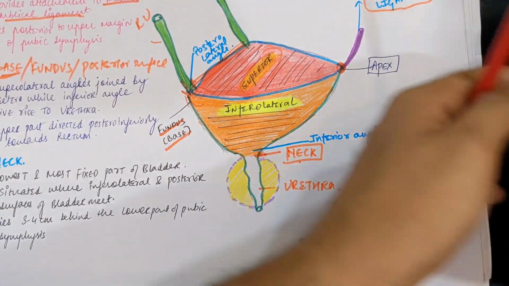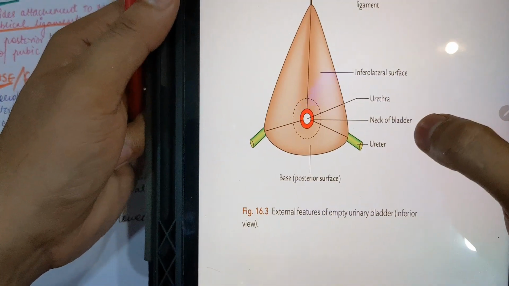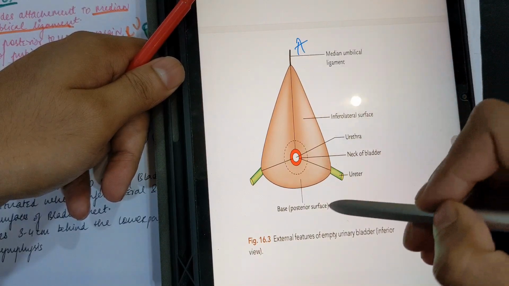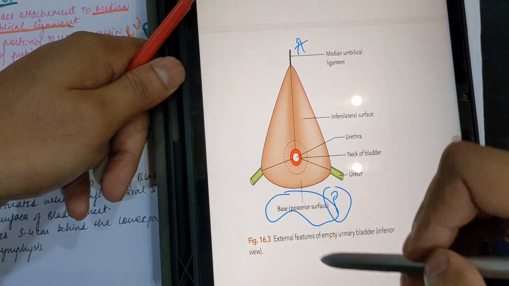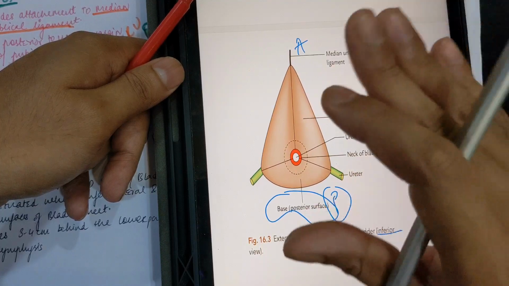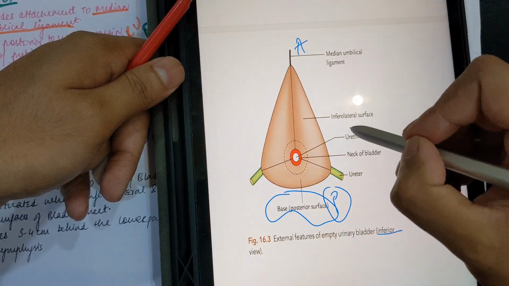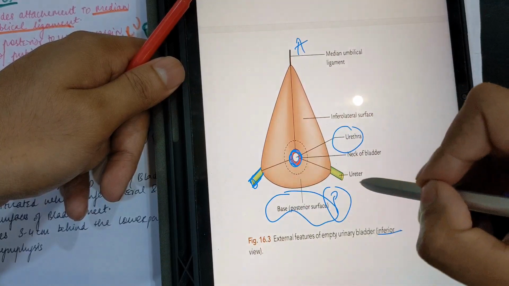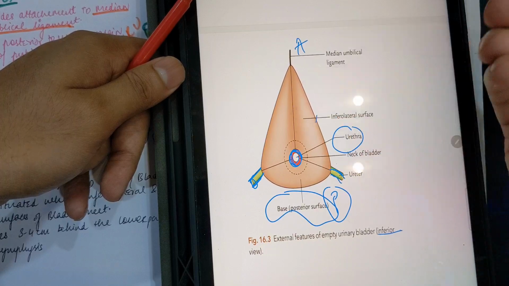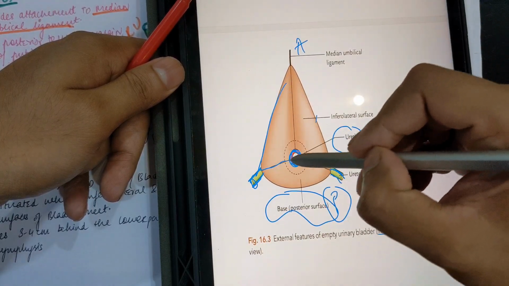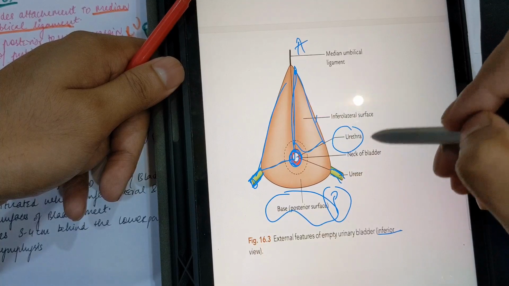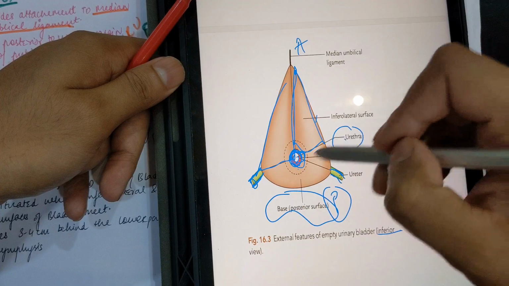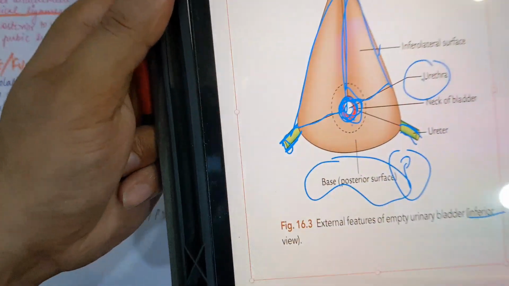So you can see this diagram. This is the view from the inferior side. You can see the median umbilical ligament from the anterior side, and this is the posterior surface, as written. So this is the inferior view. From below, when you see the bladder, it will look like this. This is the opening, this is the neck, and these are the superior lateral positions from where the ureters arise. Back of this is the superior surface, laterally you can see the two inferior lateral surfaces, and this is the neck of the bladder from where your urethra originates.